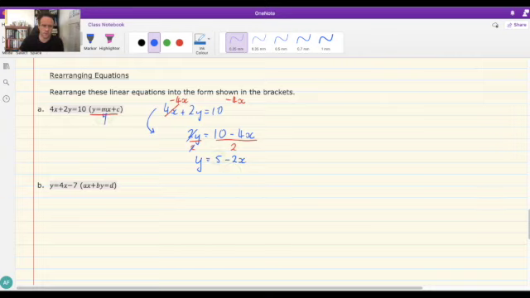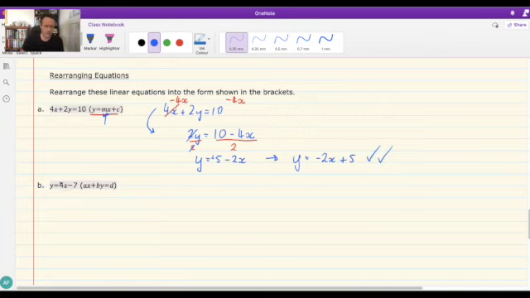We want that to be swapped around just to show it like that. So what we'll do is state it as y equals negative 2x, because that's our gradient and variable, plus 5, because in front of that 5 is a plus. And there we've done it right there.